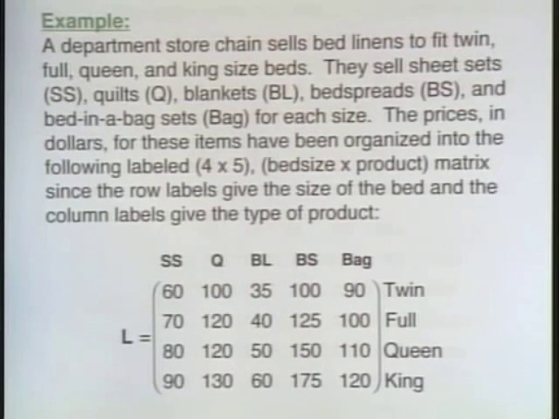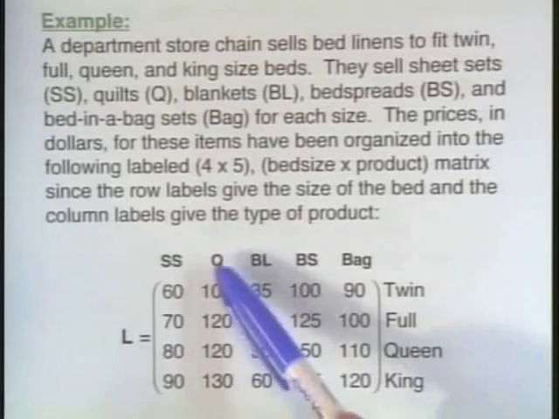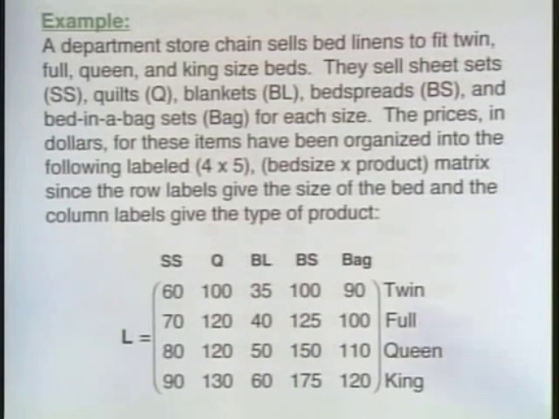A department store chain sells bed linens to fit twin, full, queen, and king-size beds. They sell sheet sets, designated by SS, quilts, designated by Q, blankets, designated by BL, bedspreads, designated by BS, and bed and bag sets, designated by bag, for each size.